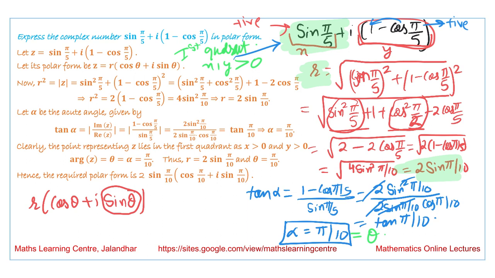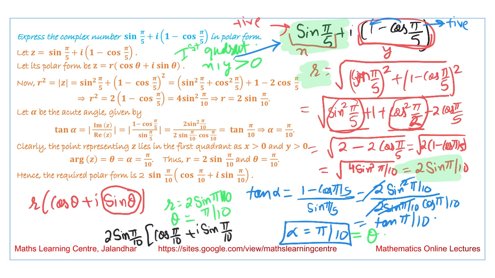So the value of r we have is 2 sin π/10, and the value of theta we have is π/10. So the polar form of this number will become 2 sin π/10 into cos π/10 plus iota sin π/10. So this is the polar form of this number.